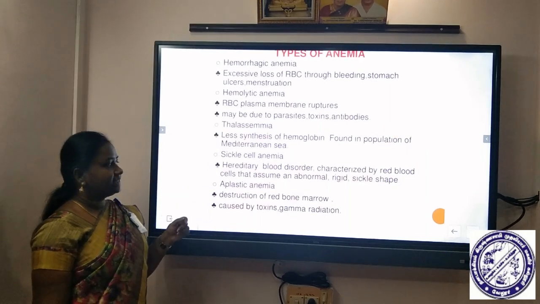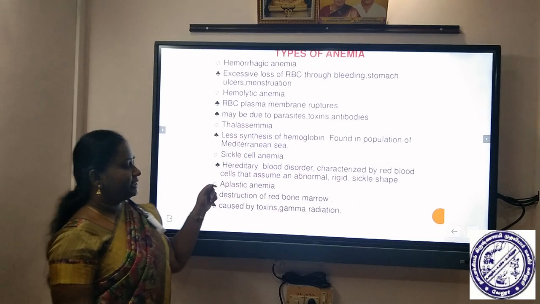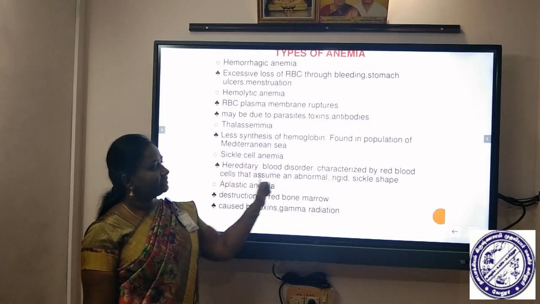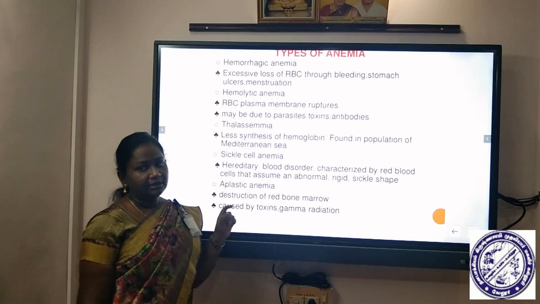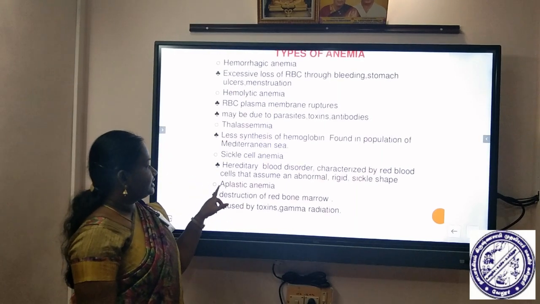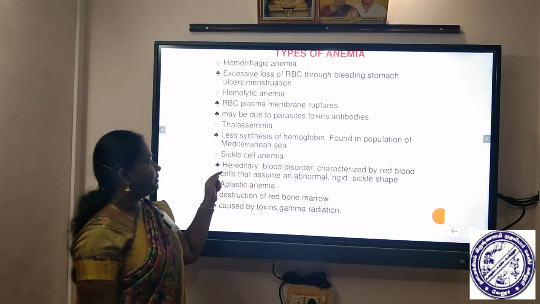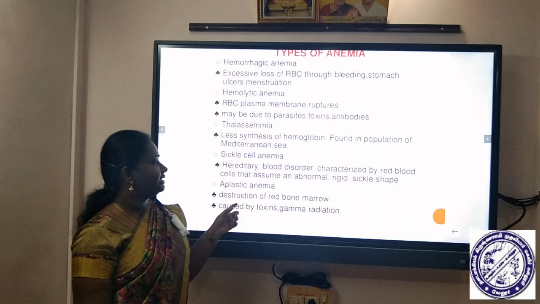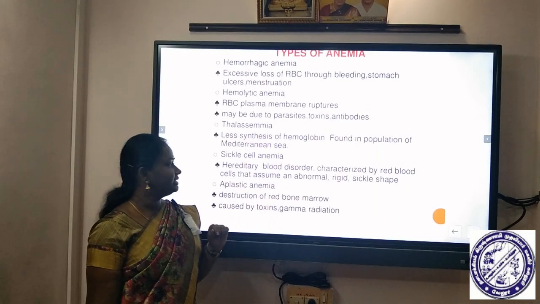And the next one is sickle cell anemia. Sickle cell anemia is a hereditary disorder. It is a genetic disorder actually. Here, the characterization of blood cells is abnormal. Usually, the RBC is capable of carrying 4 oxygen molecules, but in sickle cell anemia, the biconcave shape of the RBCs changes to a sickle, boat shape, which leads to sickle cell anemia.